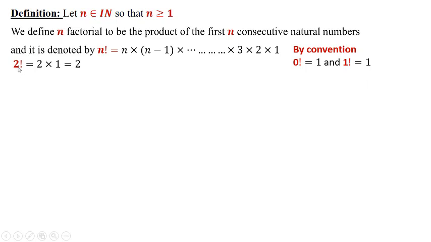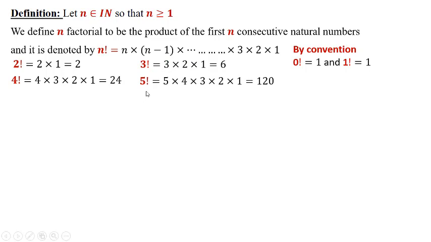Example number 1. 2 factorial: 2 times 1 equals 2. 3 factorial: 3 times 2 times 1 equals 6. 4 factorial, by definition, is just the product of the first 4 consecutive natural numbers. This is why 4 factorial will be 4 times 3 times 2 times 1 equals 24. And the last example, 5 factorial: 5 times 4 times 3 times 2 times 1 equals 120. You may use a calculator to find the value of any one of these numbers.